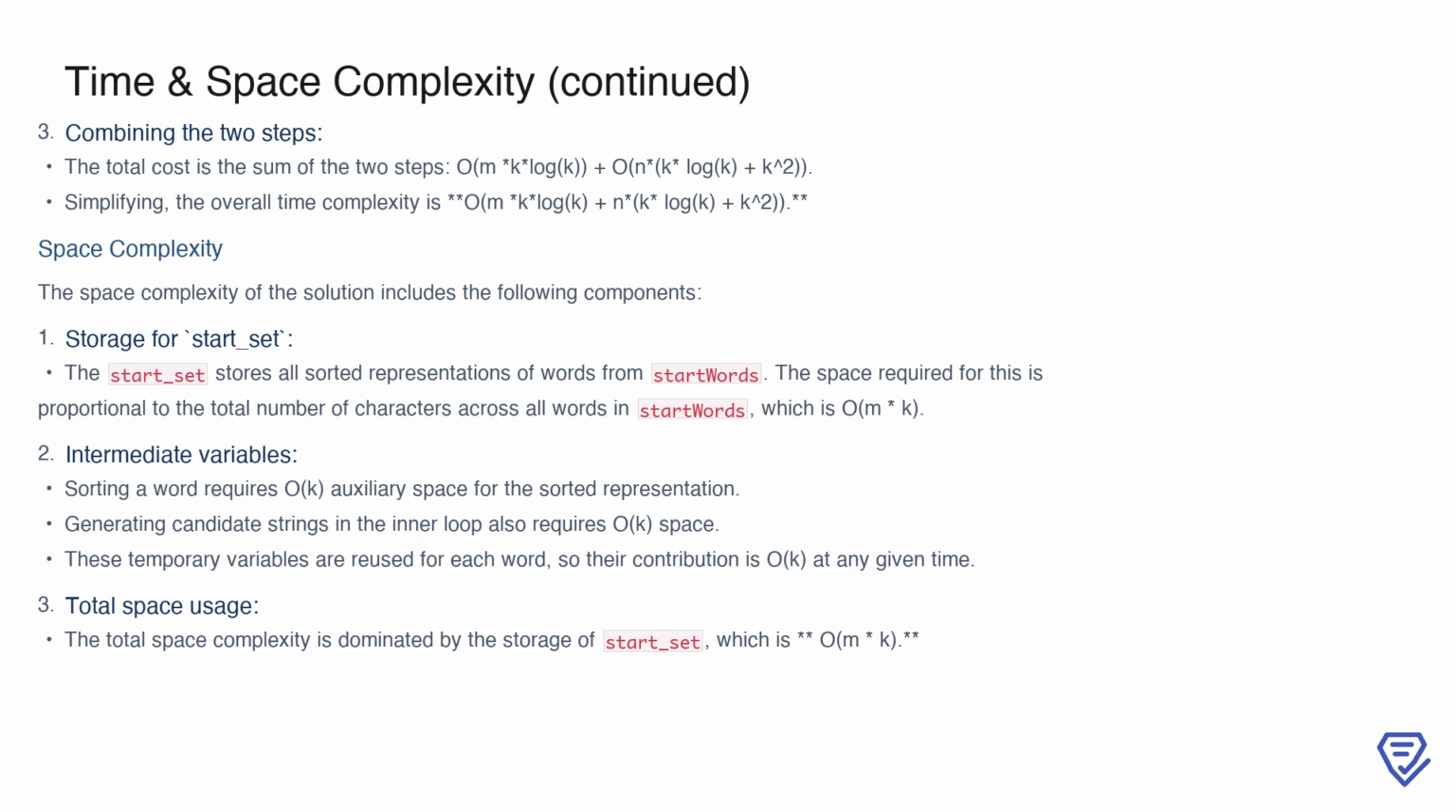Shifting to space complexity, the major contributor is the start_set that stores sorted representations of all words in start words. The space required for this structure is proportional to the total number of characters in start words, which is O(m*k). Additionally, while sorting a word or generating candidate strings, auxiliary space of O(k) is used temporarily, but these variables are reused and do not scale with input size. Therefore, the overall space complexity is dominated by start_set storage, which is O(m*k).